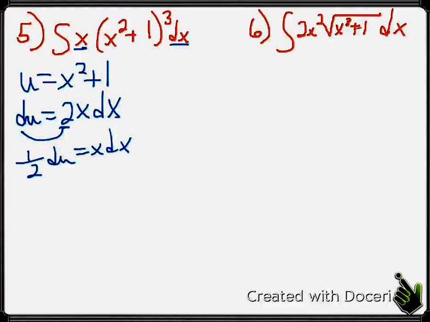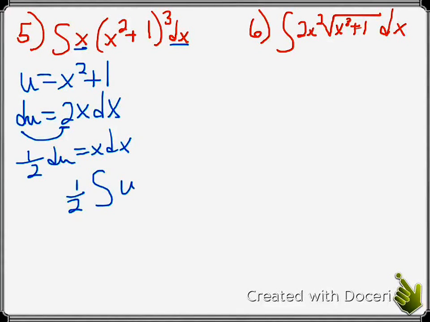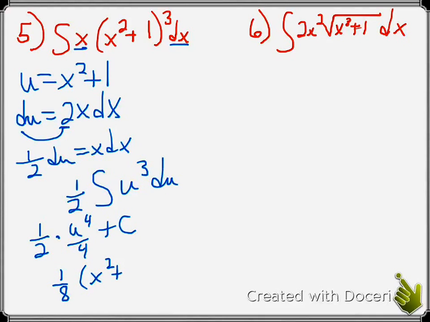And I have an x dx, but this 2 is extra, so 1/2 du will equal x dx. So my original problem becomes 1/2 the integration of u cubed du. So 1/2 times u to the 4th over 4 plus c, which will be 1/8 x squared plus 1 to the 4th plus c.